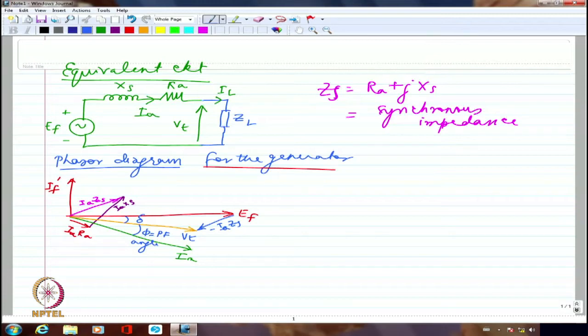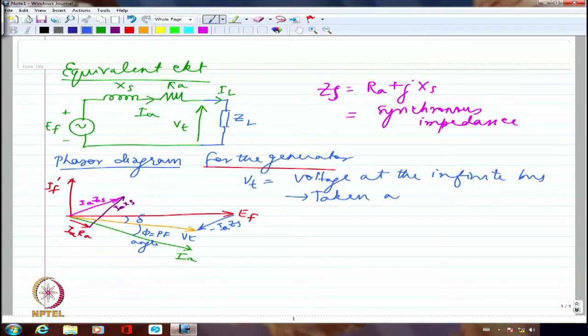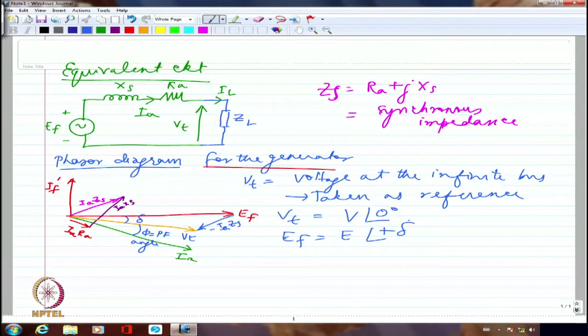Right? So normally VT is the voltage at the infinite bus, because of which this is taken as reference. So normally we write VT as V angle 0. So EF becomes E angle plus delta for a generator. Please clearly note that E is leading. It is going to lead the voltage VT in the case of a generator.